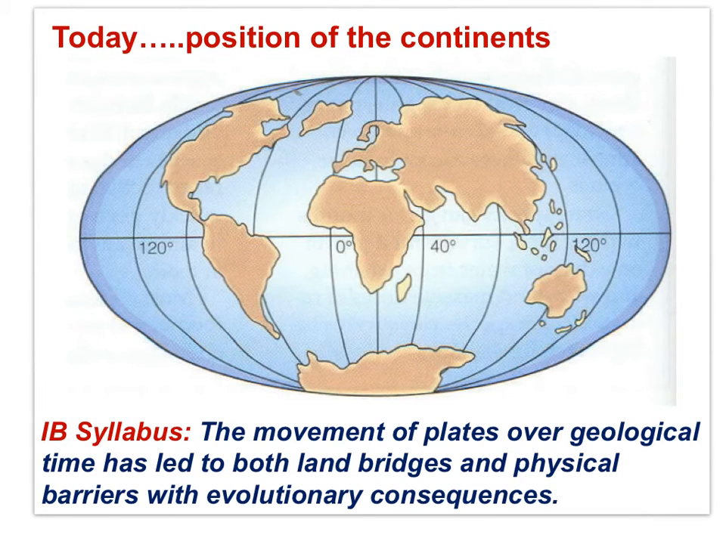Each continent has its own unique species of mammal. Mammals have evolved in the last 60 million years, a time when the continents were already well isolated. The movement of plates over geological time has led to both land bridges and physical barriers with evolutionary consequences.